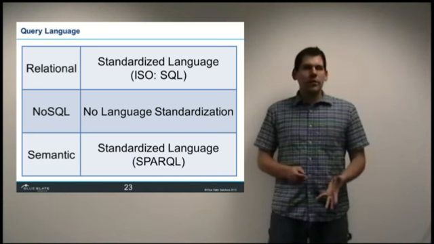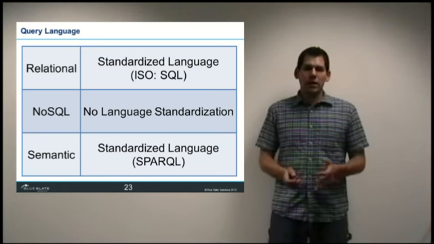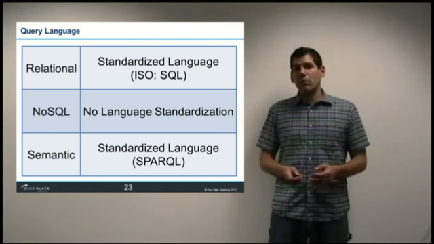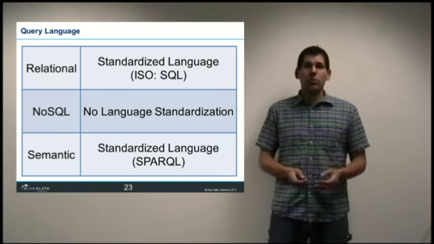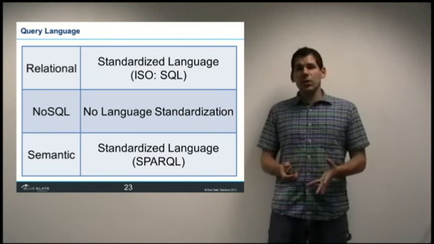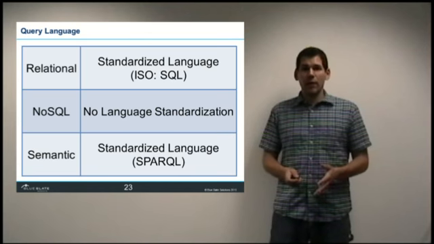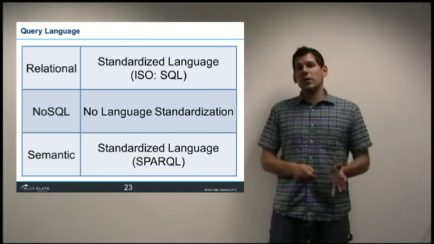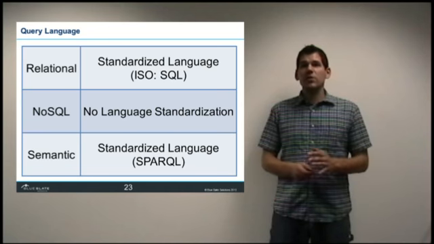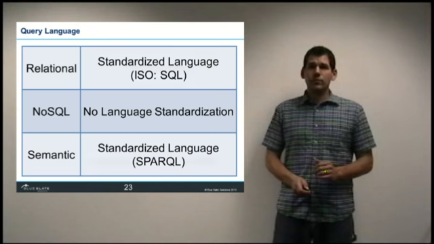NoSQL is working on language standardization, but there really hasn't been a big push for it, which means that depending on which NoSQL implementation you're using, you could end up having to modify your code in order to pull the same data out. With semantics, we can use SPARQL, which is in a similar spirit to the original SQL. It is a standardized language where you can use the same set of SPARQL code from triple store to triple store and be able to expect the same results out of different vendors.